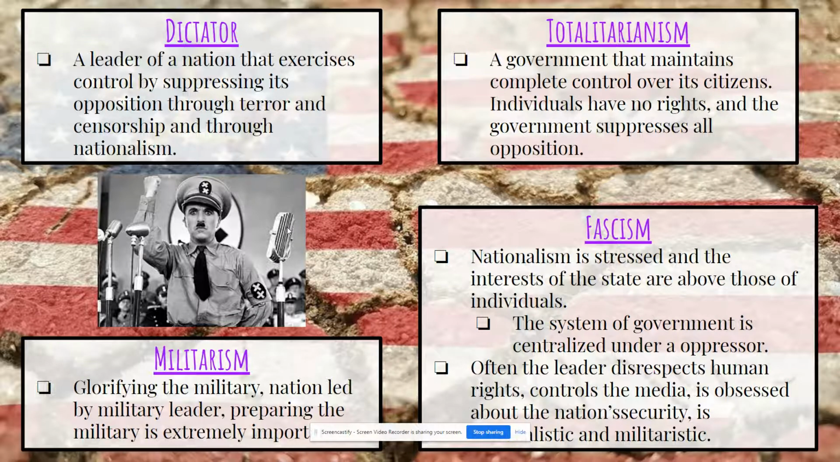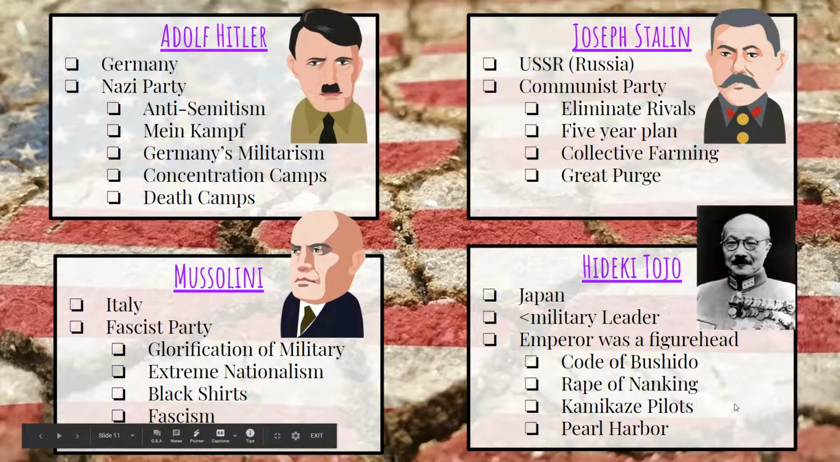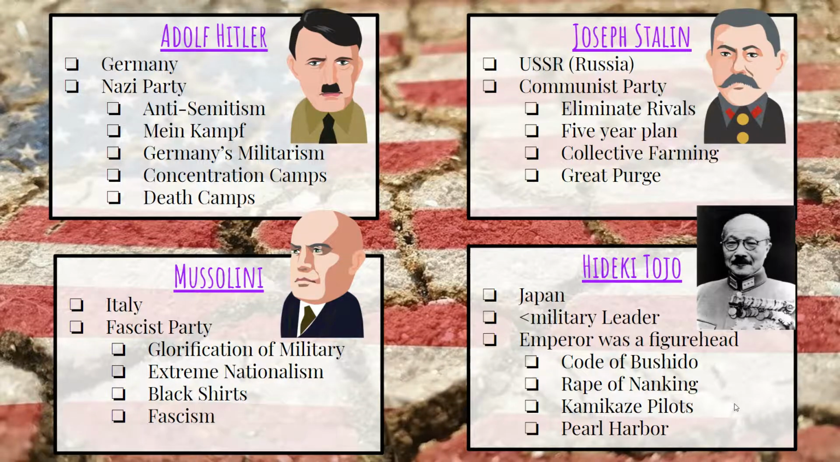Now let's talk about fascism. Nationalism is stressed, and the interests of the state are above those of the individual. So my rights aren't as important as the group rights. They're focusing on the needs of the whole, the needs of the many, rather than the needs of one. It's centralized under an oppressor, of which Benito Mussolini is a good example. Often the leader disrespects human rights, controls the media, is obsessed about the nation's security, and is nationalistic and militaristic. So here are the 4, and the big topics you need to know. You can come back to this part of the video to help figure out what you need to talk about when you choose your dictator poster.